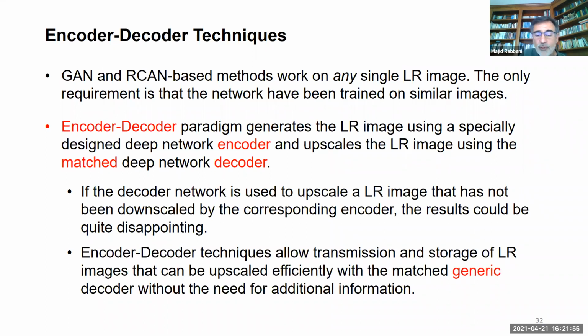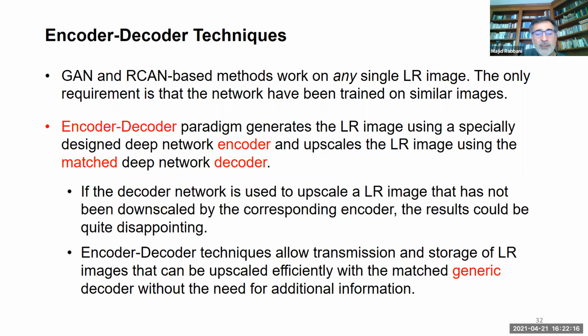Encoder-decoder techniques would allow transmission, storage, sharing of low-resolution images that could be upscaled efficiently locally, okay, on your phone with a matched generic decoder. It doesn't have to be, again, a decoder that has been optimized for your image, of course. It's a generic decoder without the need for additional information. Let's see how it works, right?